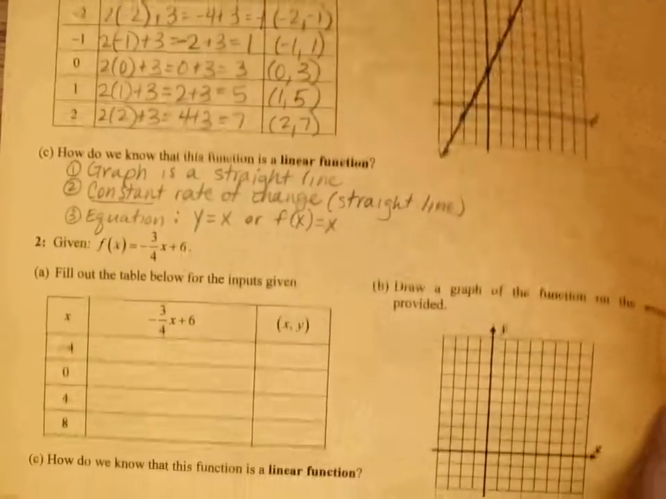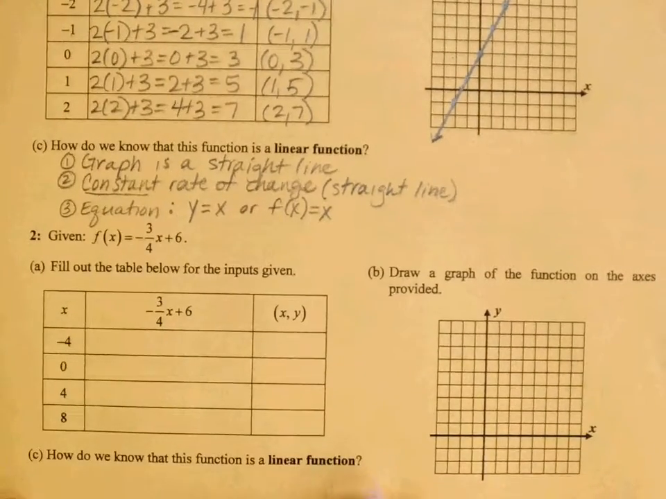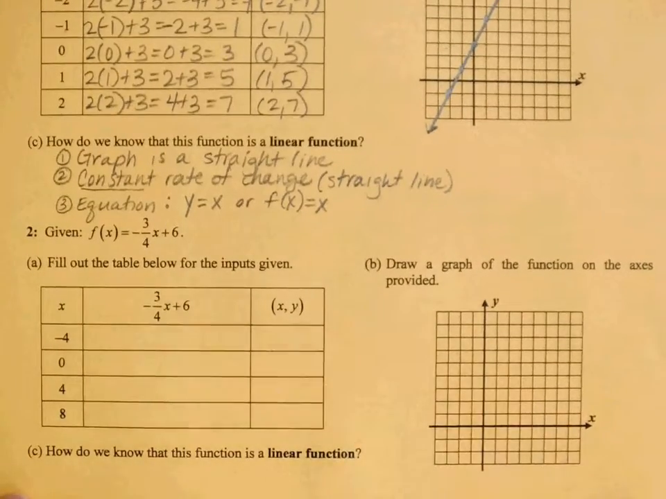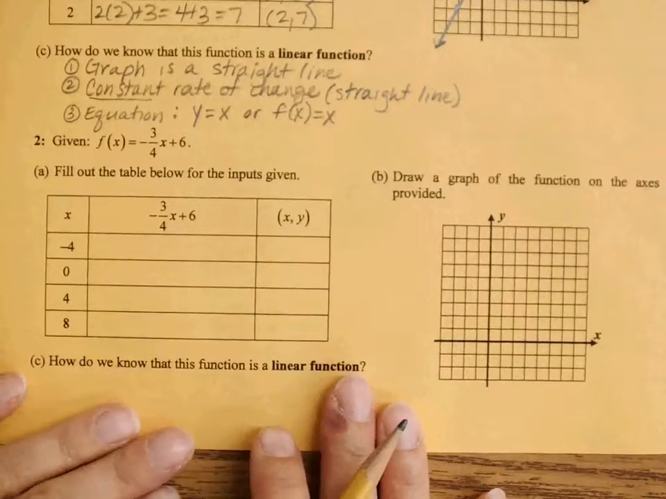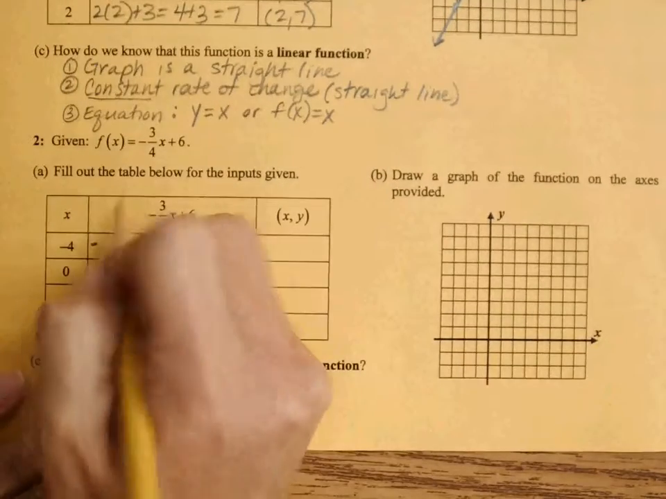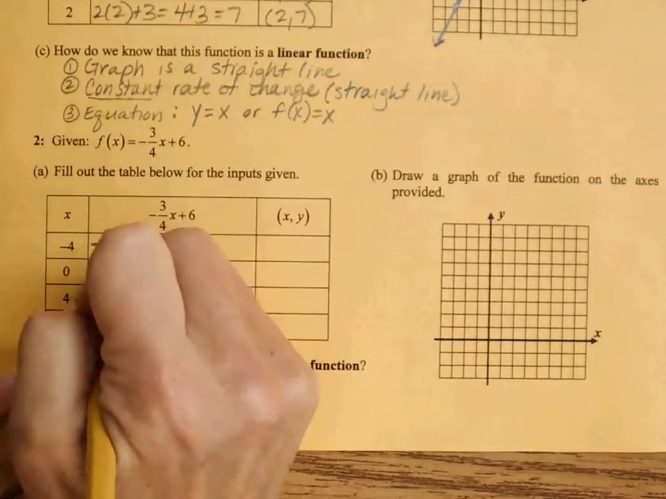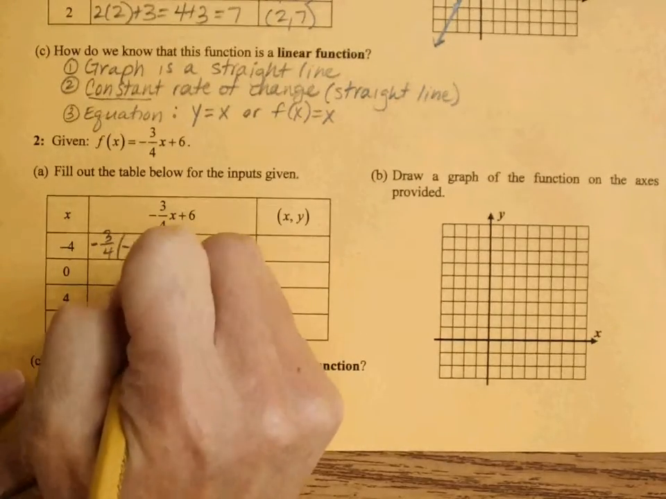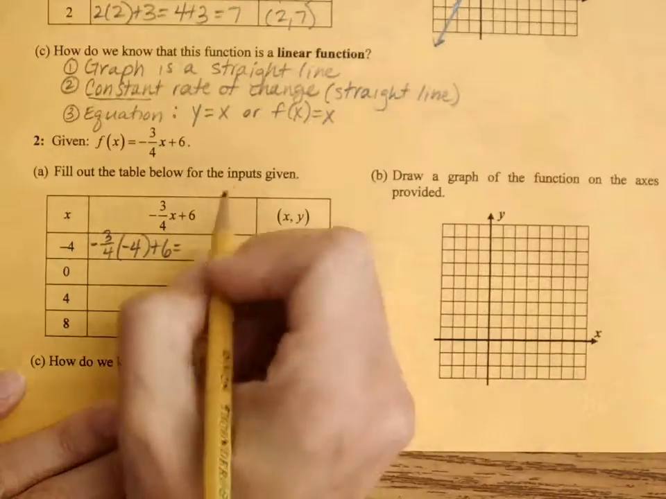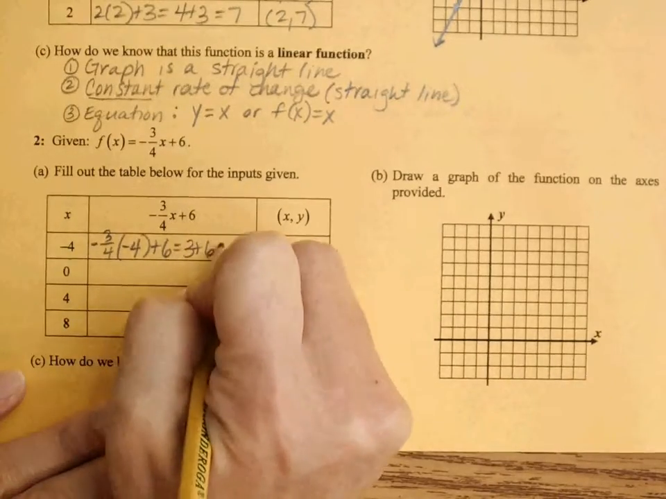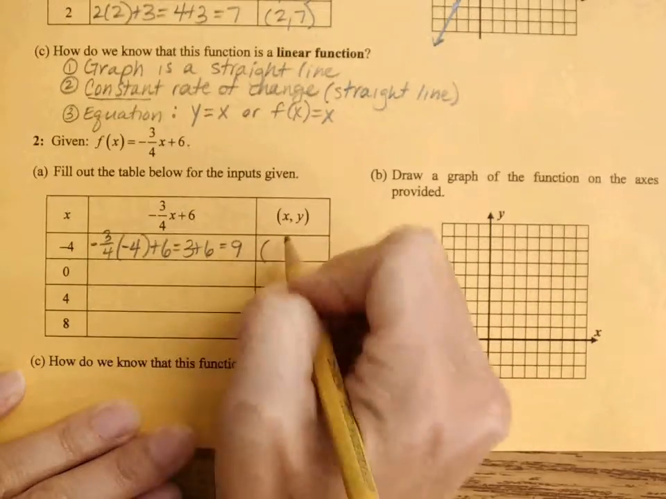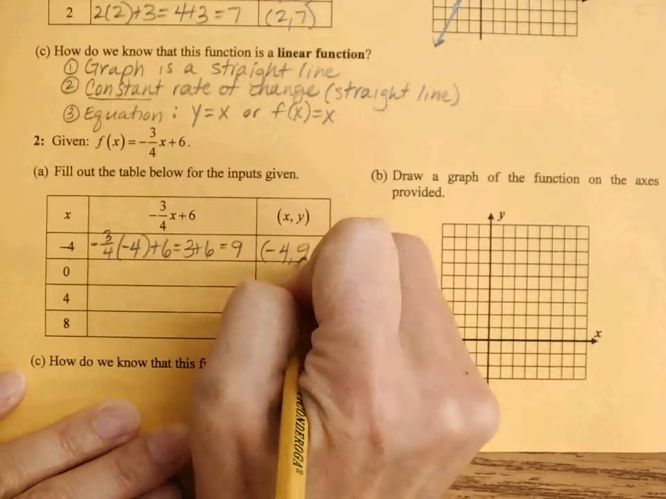Next, we're going to move on to number 2. So number 2, given f of x equals negative 3/4 x plus 6, we're going to fill in the table and then graph it. Okay? So for number 2, same thing. I'm going to take negative 3/4. I'm going to multiply it by x, but this time my input is negative 4. And I'm going to simplify, so I get a positive 3 plus 6, which is 9, and then I get the ordered pair, so 9's my output, my ordered pair is negative 4, 9.